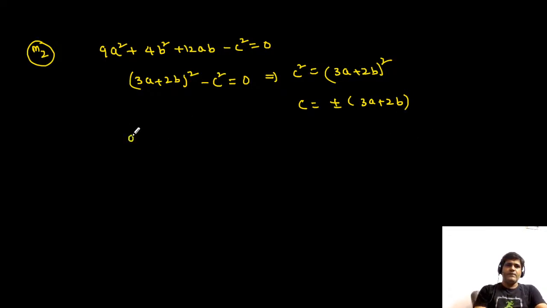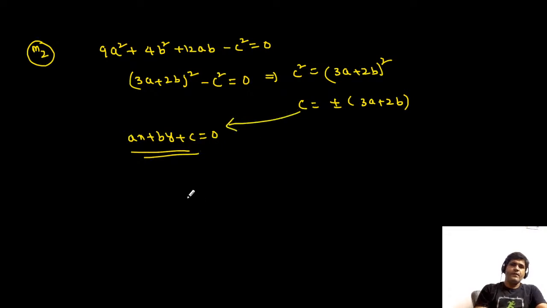Now what is the family? The given family of lines is ax + by + c = 0. This is the given family. Now substitute this c in this one. Then what you get? ax + by ± (3a + 2b) = 0.